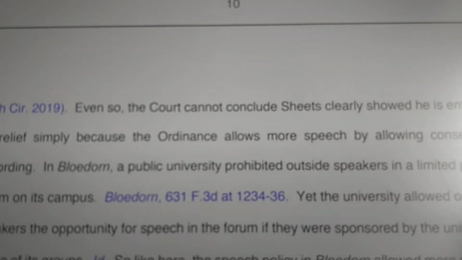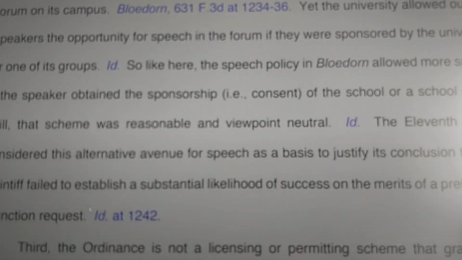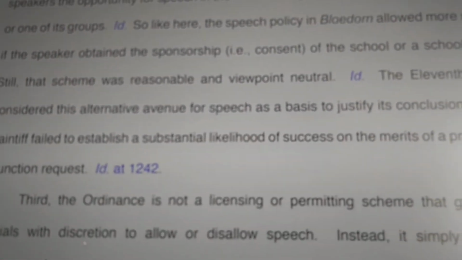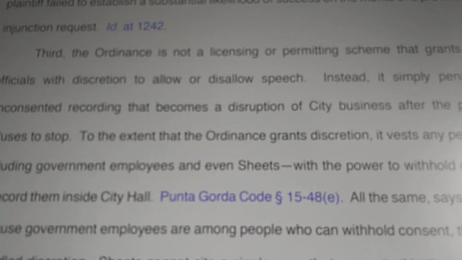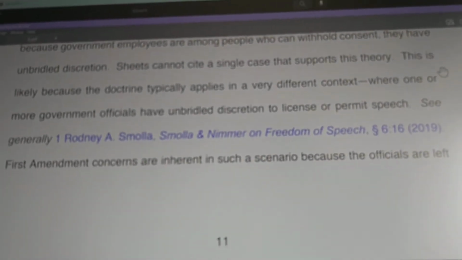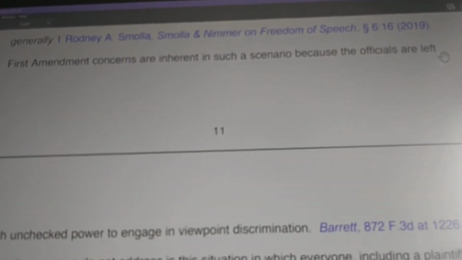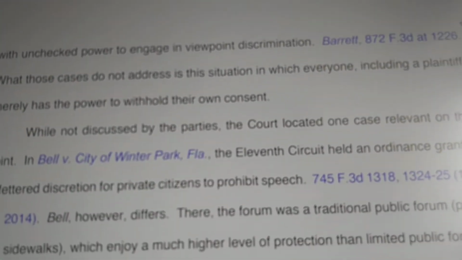The Sheets ruling also looked at this. According to the city's affidavits, prior unconsented recording created disruptions for employees conducting city business. Videos of several city employees circulated on the internet, leading to death threats, suspicious packages in the mail, and so many threatening calls that the city had to shut down its phone lines, including emergency lines.